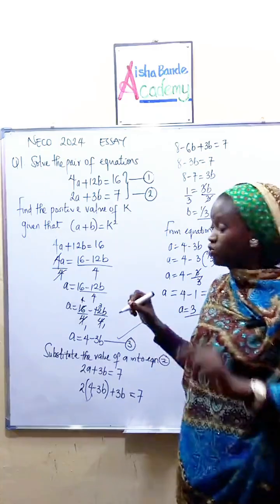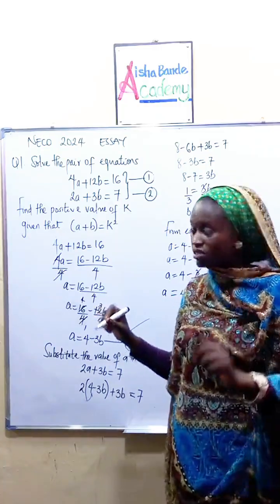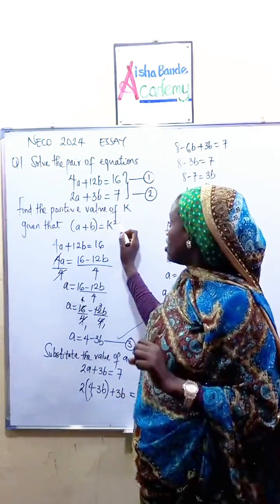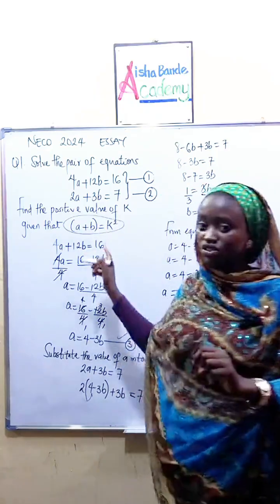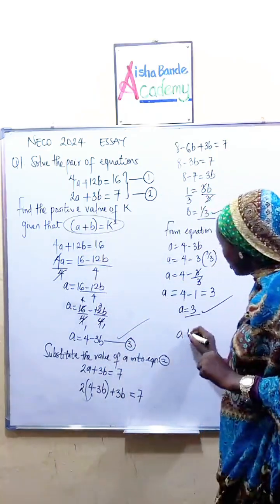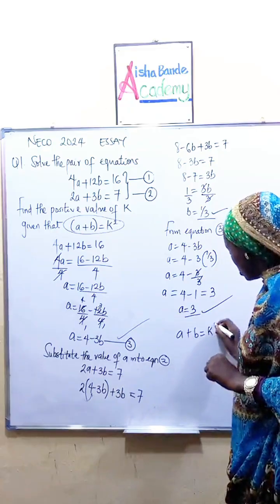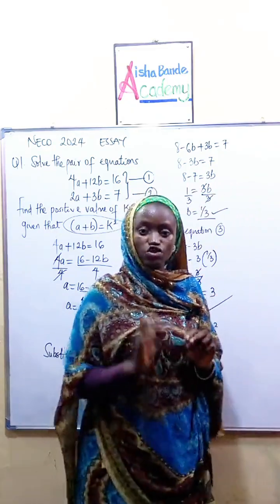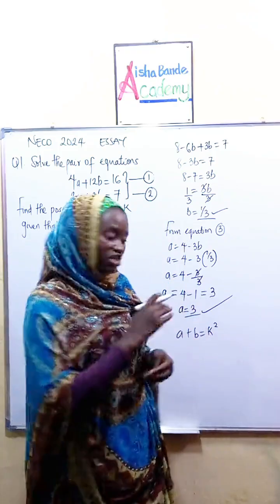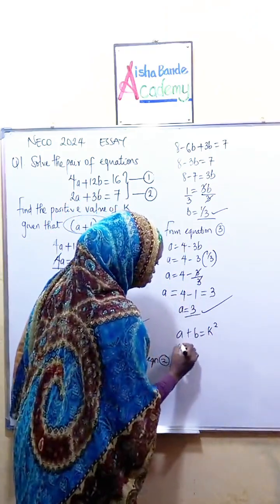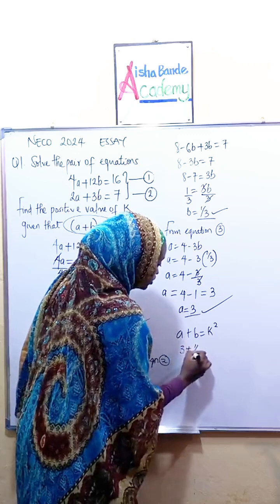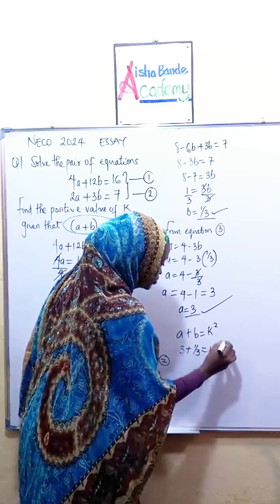But we come back to the condition given in the question, which says that we should find the positive value of k given this condition. The condition is a plus b is equal to k squared. So all we need to do at this point is to substitute in the values of a and b we have gotten to get the value for k. This becomes a, which is 3, plus b, 1 over 3, is equal to k squared.